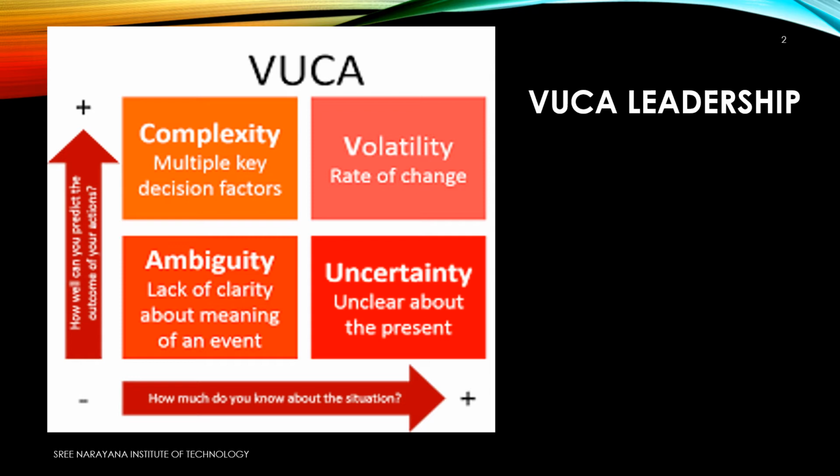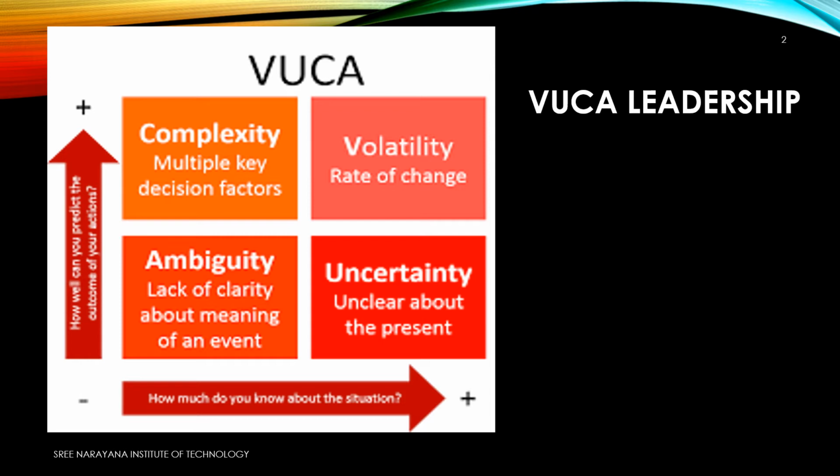That is volatility. Uncertainty means the things that are now will not be in future, so that is uncertain, you're not sure. You're not sure that things that are right now will be there in future, so the leader should be capable enough to cope up or adjust to uncertain things or uncertainty.